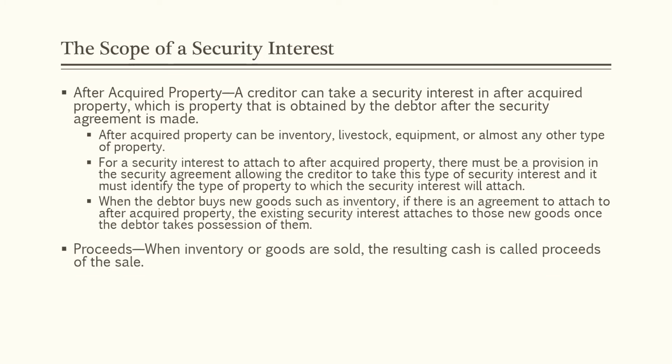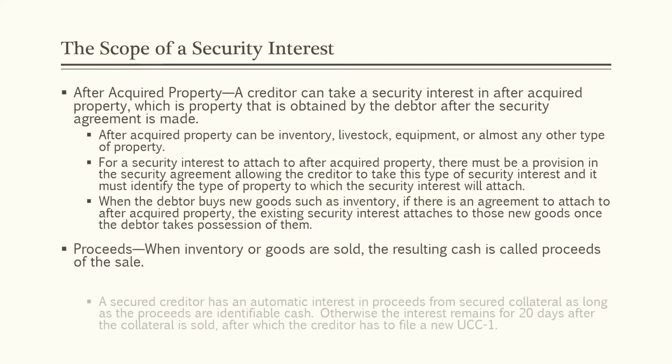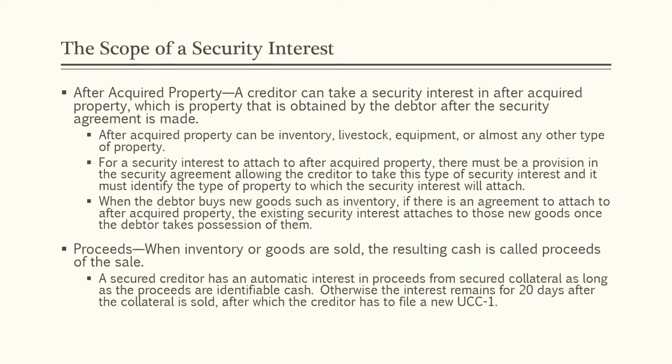Then there are proceeds. When inventory or goods are sold, the resulting cash is called proceeds of the sale. A secured creditor has an automatic interest in proceeds from secured collateral as long as the proceeds are identifiable cash. Otherwise, like if there is an exchange in kind, the interest remains for 20 days after the collateral is sold, after which the creditor has to file a new UCC-1. So if they don't get cash, if they get other goods in exchange, a new UCC-1 is going to be required.